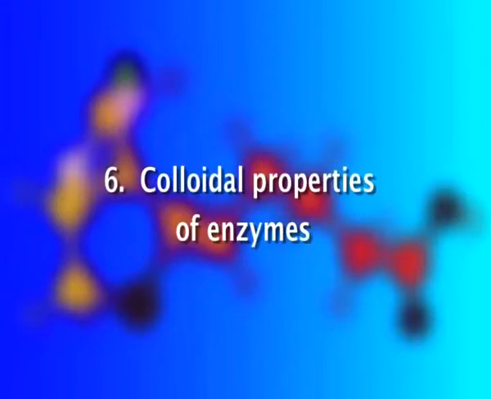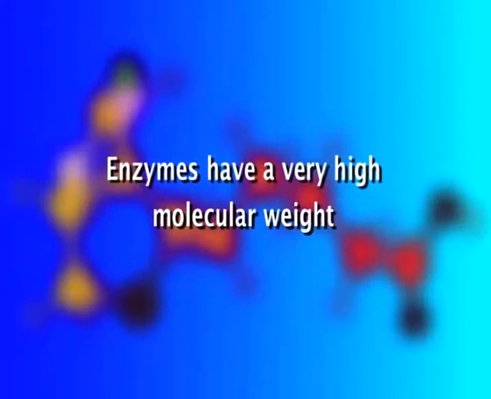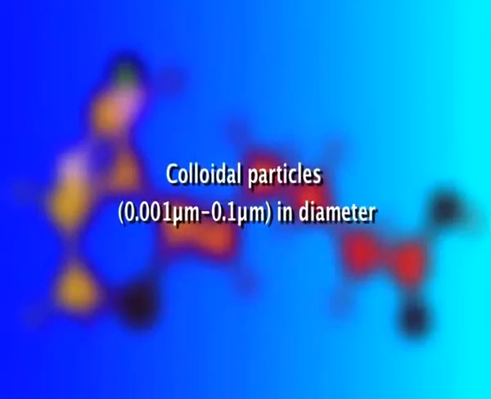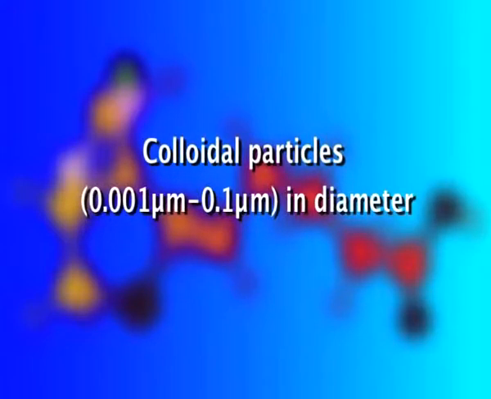Colloidal properties of enzymes. Enzymes are large proteinaceous substances of very high molecular weight. They have a size in the range of colloidal particles, that is 0.001 micrometer to 0.1 micrometer in diameter. Their colloidal nature provides large surface area for reaction to take place. Enzymes display all the colloidal properties. They don't pass through collodion, but can pass through filter paper. This helps in their separation from true solution. The enzymes, being colloidal particles, have positive or negative charges.